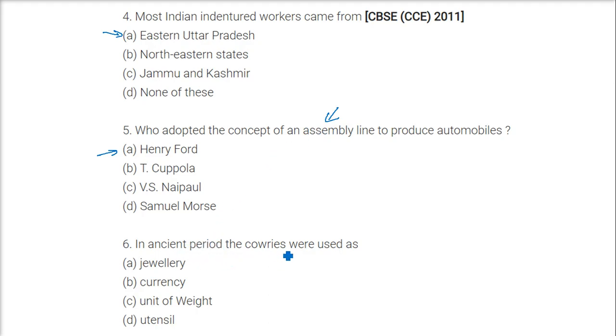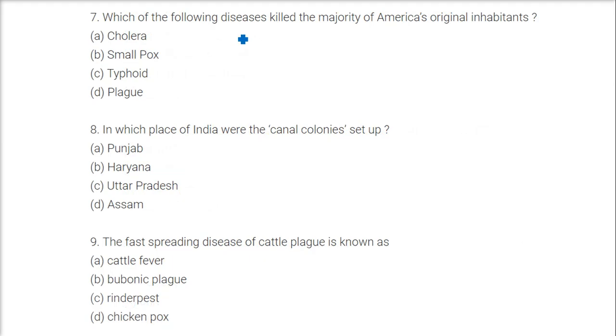In ancient period, the kaudi we call, were used as what? It's a currency. This kaudi belonged to Maldives. So these were just shells that are found on the shores of Maldives, and that are used as kaudis. Which of the following disease killed the majority of America's original inhabitants? The answer is smallpox, as we just saw in the previous question. It's smallpox, because these people were not immune to this disease. That is why they just died.